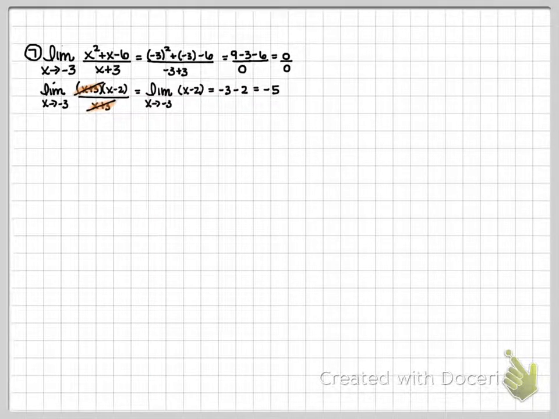So my final answer would be the limit as x approaches -3 of my original that was given to me, which was x squared plus x minus 6, all over x plus 3. And after I did my dividing out and then my direct substitution, I ended up with -5. All right, let's move on to the next one.